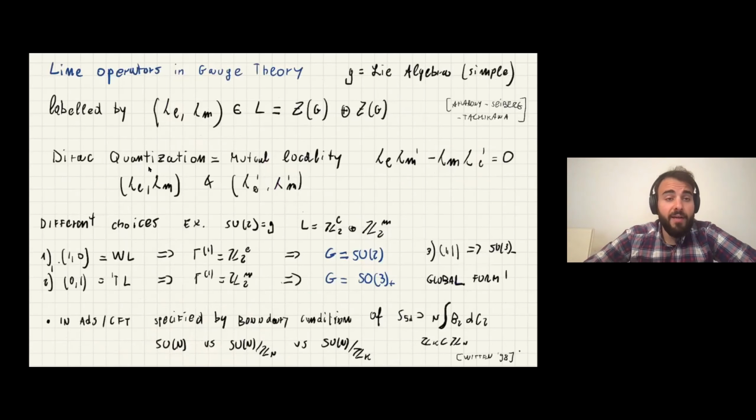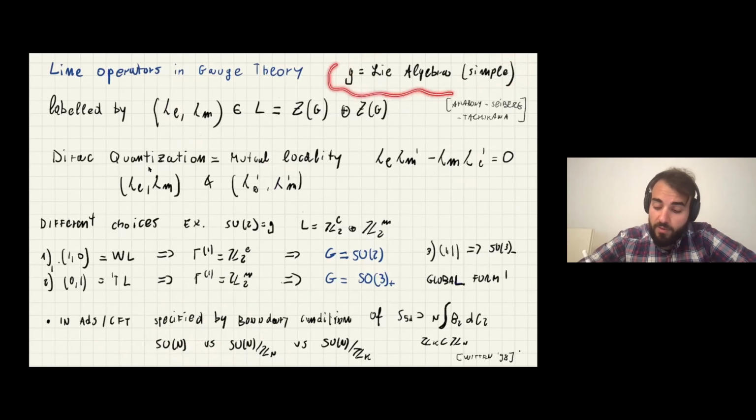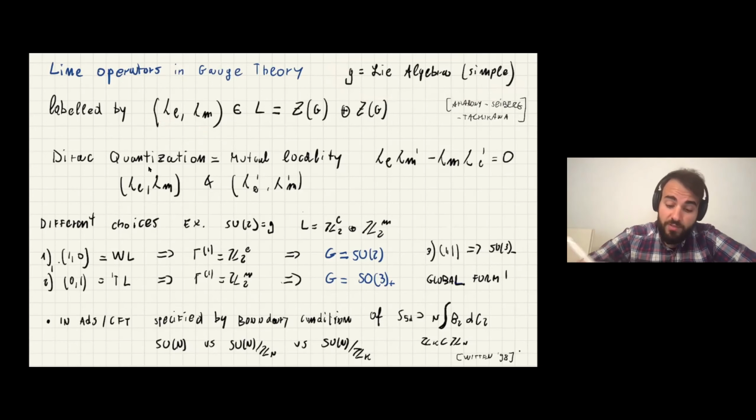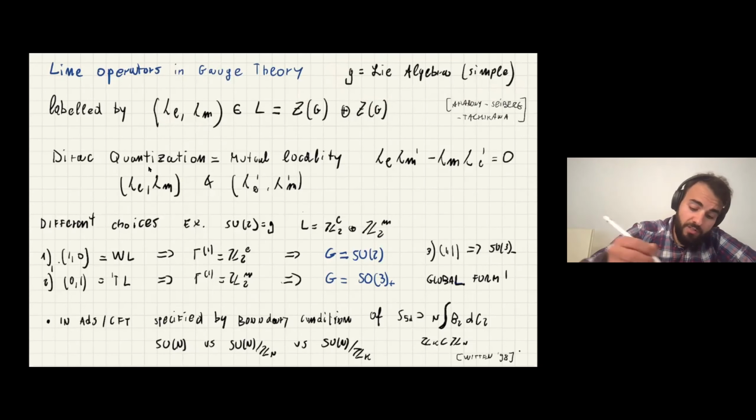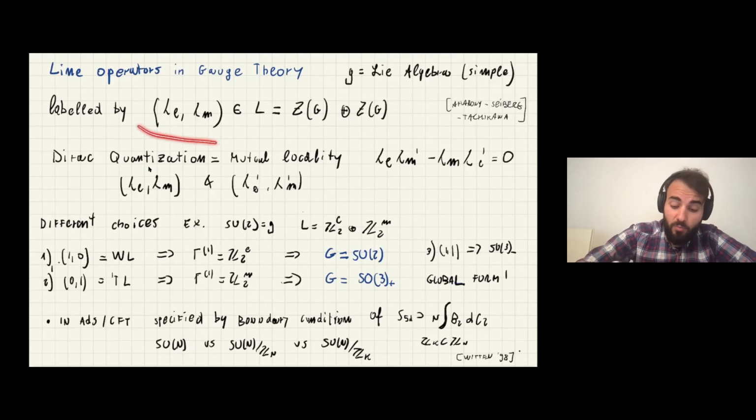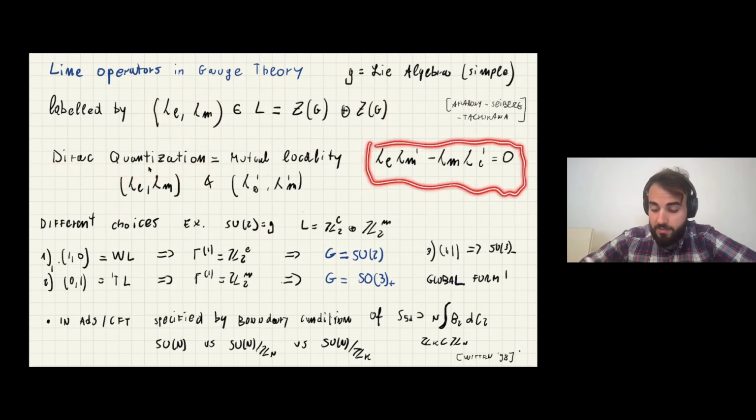So there is a nice story that relates the line operators of a gauge theory with these one-form symmetries. For example, if we start from a gauge theory where the Lie algebra is specified by G, then the most general line operators of the theory will be labeled by two integers, sort of electric and magnetic charge, which take values in the lattice defined as two copies of the center of the simply connected gauge group. And there is an important condition that two line operators must satisfy, the Dirac quantization condition, which is basically this pairing of the characters.